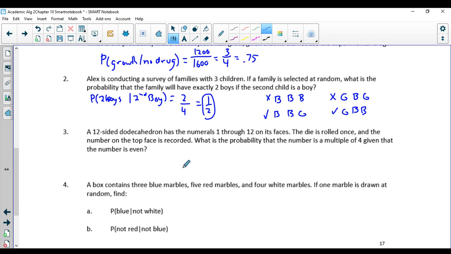For number 3, a 12-sided dodecahedron has the numerals 1 through 12 on its faces. The die is rolled once, and the number on the top face is recorded. What's the probability that the number is a multiple of 4 given that it's an even number? So we're looking at probability of multiple of 4 given even. On the die itself, there are 12 numbers, 1 through 12, but if we think about how many are even, half of those are even. So we're limiting that down to 6 now.